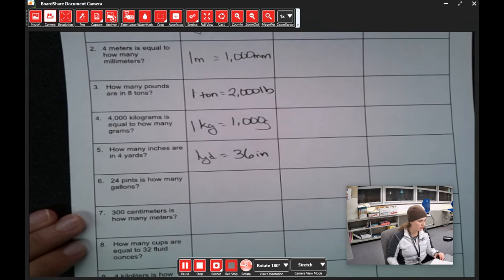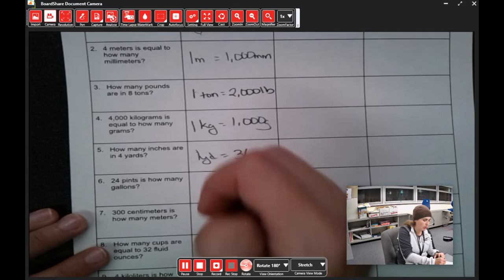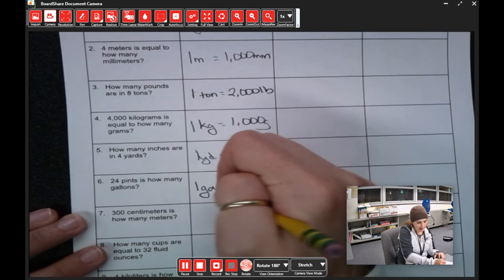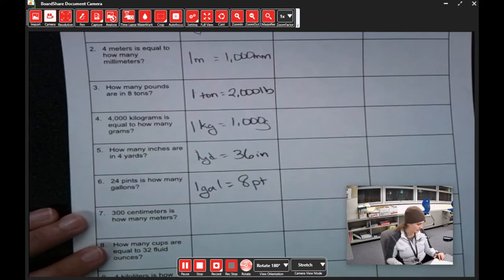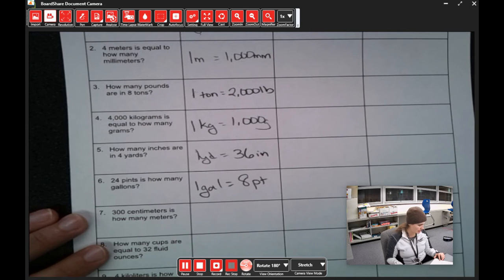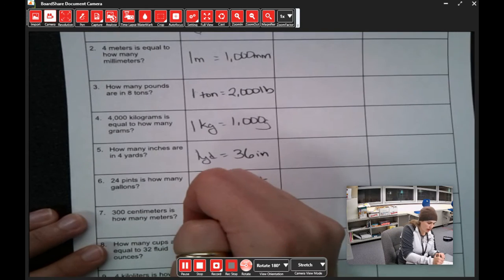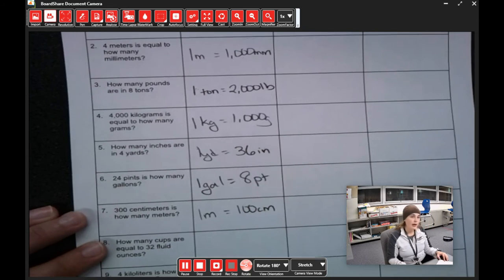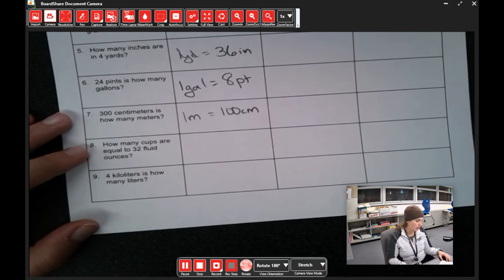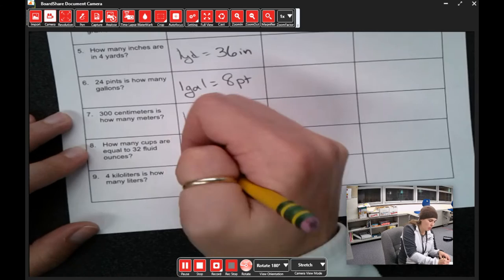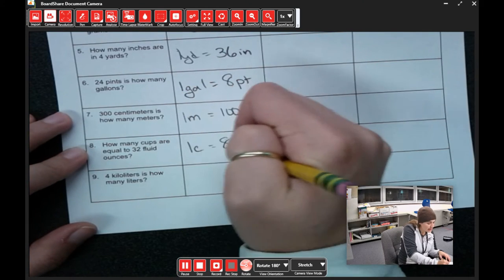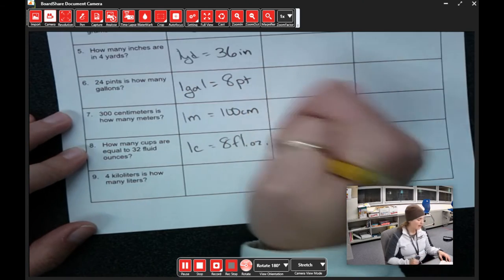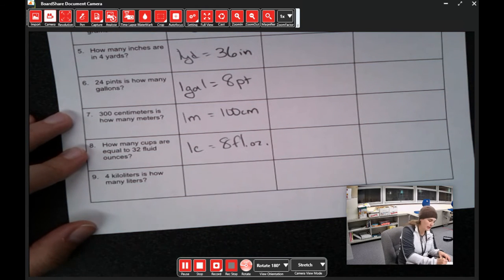Pints to gallons, 24 pints is how many gallons? I know 1 gallon has 8 pints in it. 300 centimeters is how many meters? Well, 1 meter is 100 centimeters. How many cups are equal to 32 fluid ounces? I know 1 cup is 8 fluid ounces, so that's a starting point. And 4 kiloliters is how many liters?